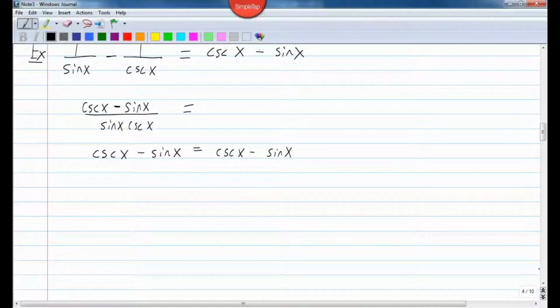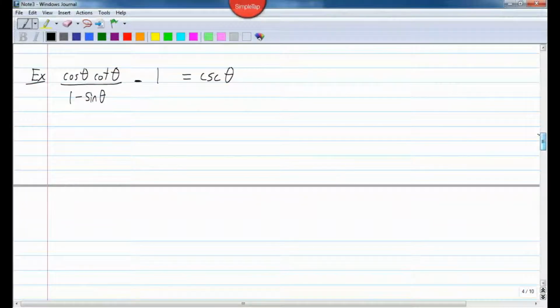Okay, let's take a look at this identity. Cosine theta cotangent theta over 1 minus sine theta, minus 1, equals cosecant theta. Alright, so I definitely have a lot more going on the left side of this identity than I do the right side.